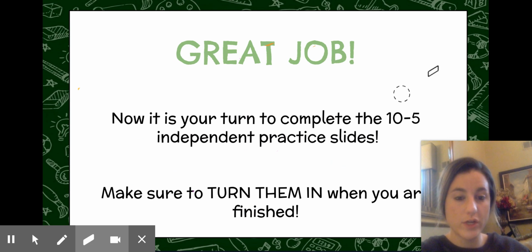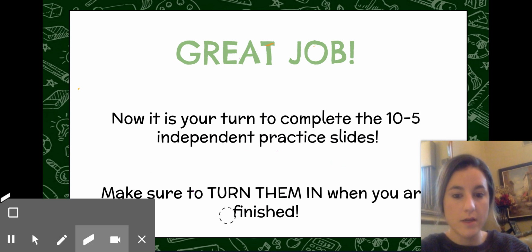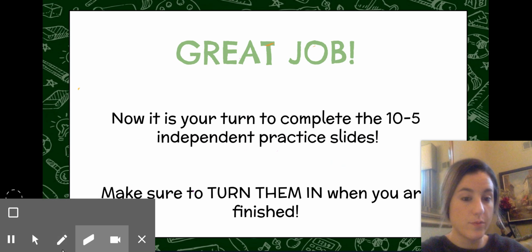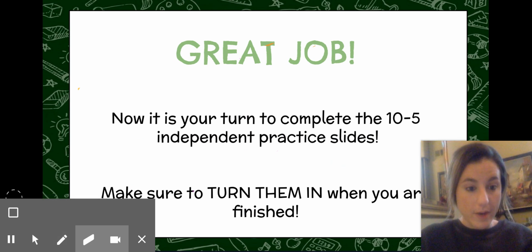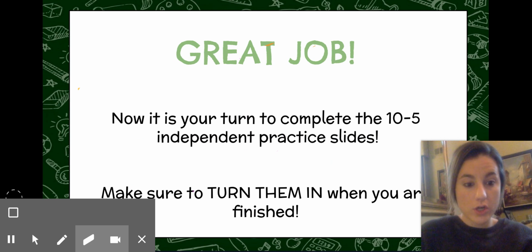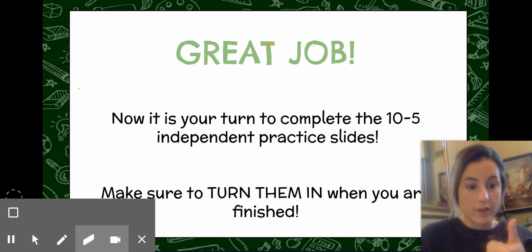Okay, great job. Now it is your turn to complete the 10-5 independent practice slides. Make sure to turn them in when you're finished. Go through step by step, highlight, show your work, use variables, read carefully. Good luck.